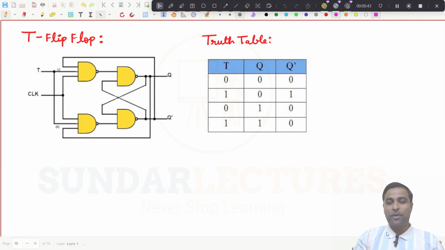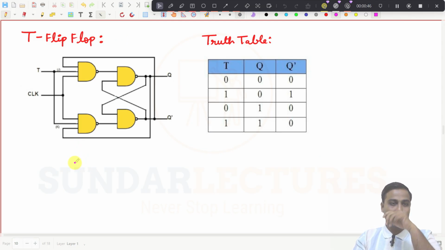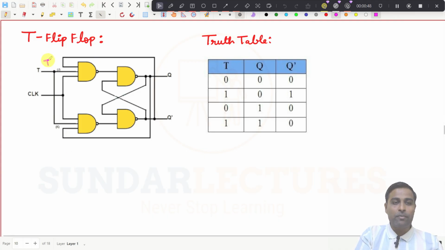Right? So the next one, we will go to the T flip flop. And what is the T flip flop now? It is also very interesting to understand. Actually, this is a JK flip flop.